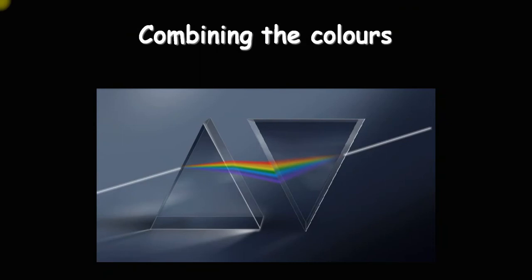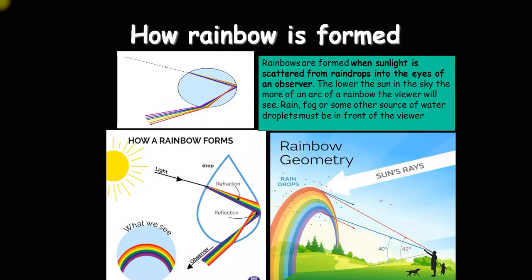Now, this light can also be combined to prove that the colors are actually from white light. So when you have an inverted prism, it can refract and focus the light to a single point. You will observe that you're going to get your white light back. Okay, sometimes you can even use a lens, a convex lens, to get an even better focus at this end. All right, now how is a rainbow formed?